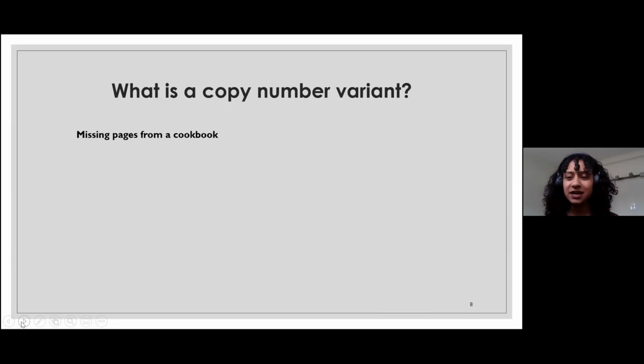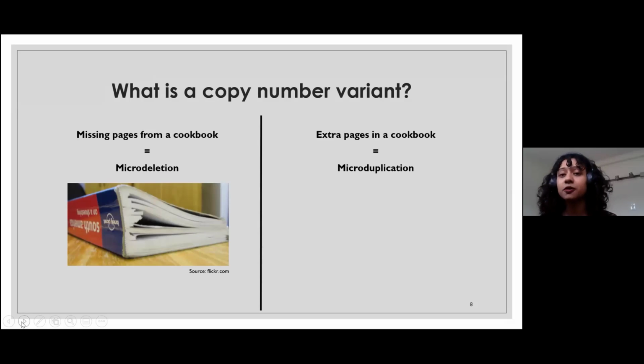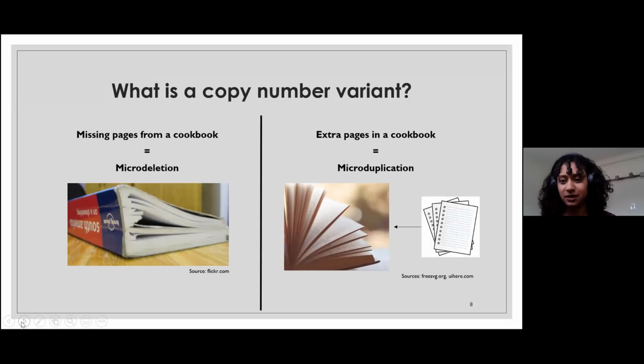And so it's kind of like having missing pages from those cookbooks that we talked about, because the cookbooks represent full chromosomes. If you rip out a couple of pages, then you end up missing some small section of it. And so, like I said, missing pages from a cookbook is called a microdeletion. It looks kind of like this. And if you have extra pages in a cookbook, we call that a microduplication, and kind of like that.